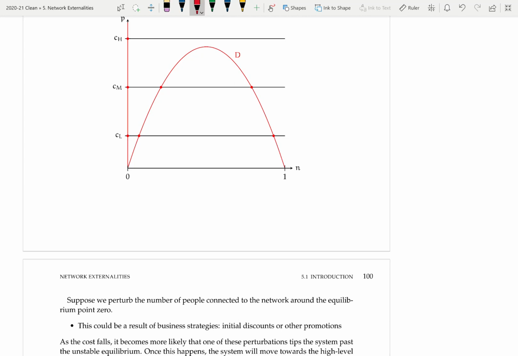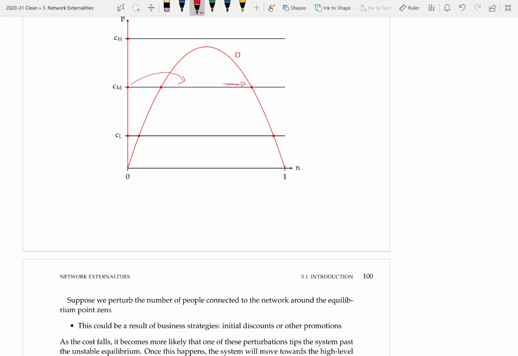So if the cost starts, say, at CH, then there's only one equilibrium, no one's going to buy. But as the cost falls, eventually there are equilibria with a positive quantity. But when the cost is at Cm, it takes quite a large perturbation to get over the other side of the demand curve. The increase in quantity has to be enough to get across the demand curve so that we will then converge towards the high equilibrium.